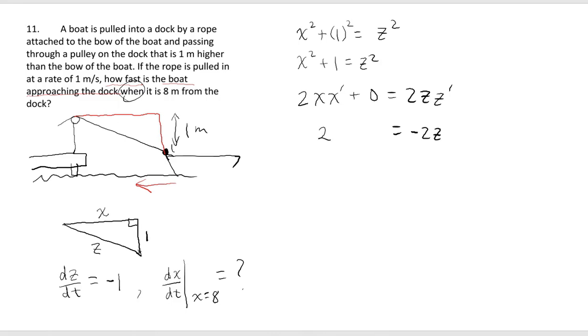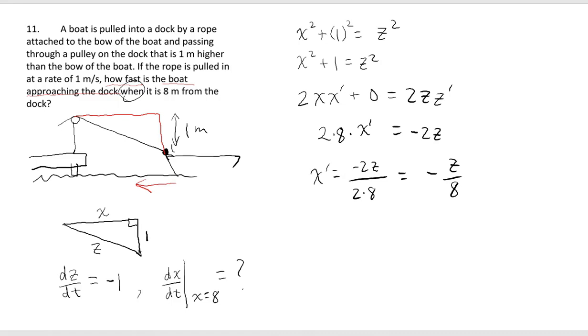Now that we have differentiated, we can use this 8. So put that 8 in there, and x prime is the one that we want to find out. Okay. So when we solve for x prime, it is negative 2z over 2 times 8. 2 reduces, so you have negative z over 8. We still need to figure out what this z is.